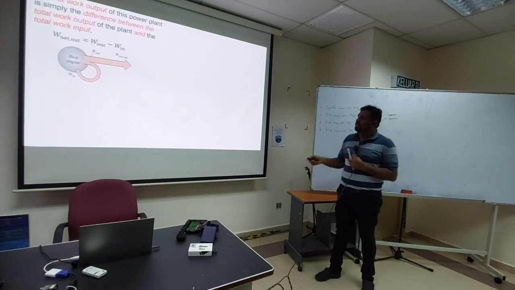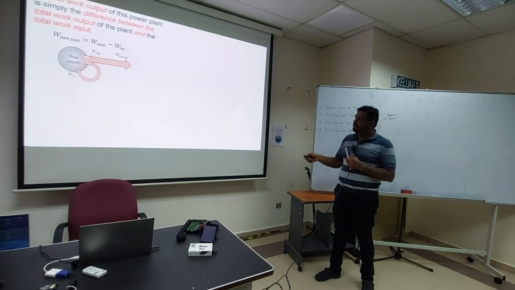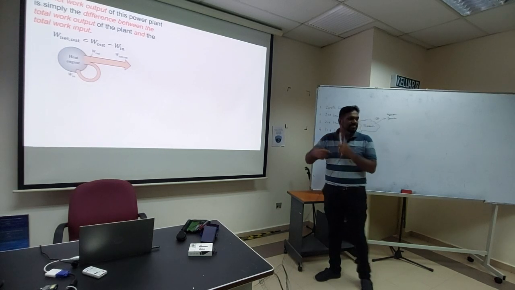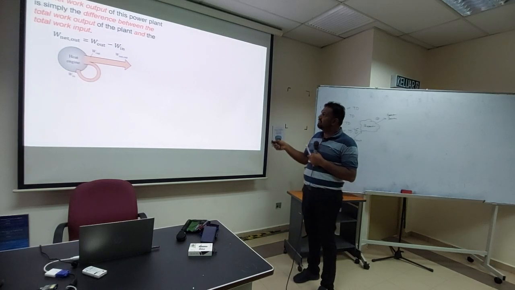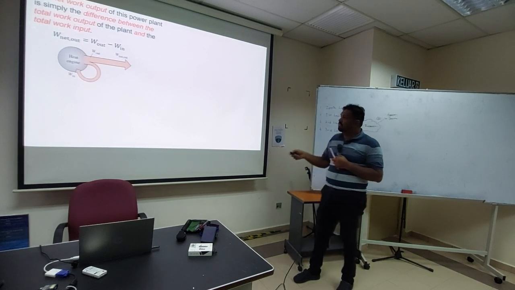So we can see the heat engine has work out, and at times a part of the work goes back to the heat engine so that it will be self-sustained. The net work output of this power plant is simply the difference between the total work output of the plant and the total work input. This is the formula: W net out equals W out minus W in. So you will get the remaining work.